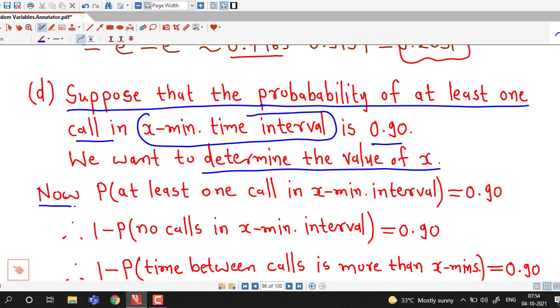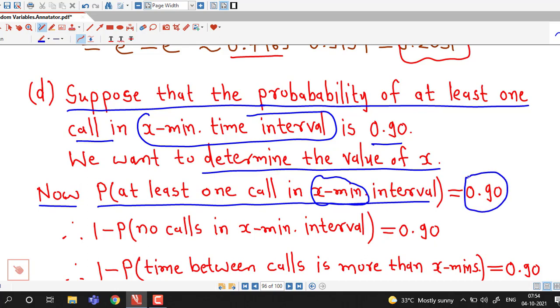So we can start in this way. It is given that probability of at least one call in some time interval, which we assume is of x minutes, is given to be 0.90. Now this event, at least one call in x minute interval, and no calls in x minute interval, these two events are complementary events.